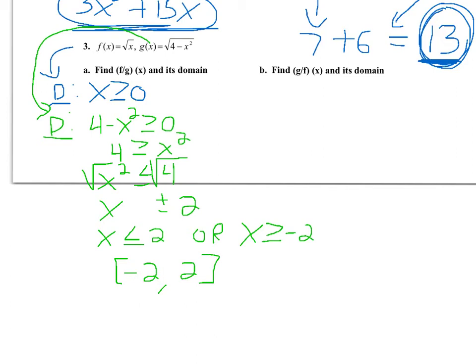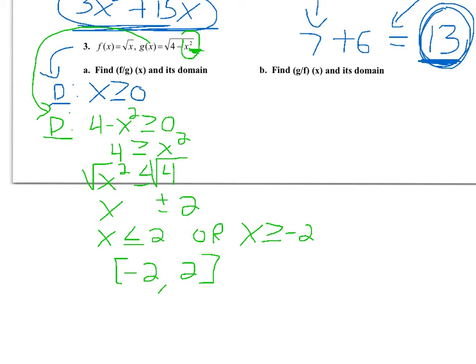Right? I can't put 3 into this. Because think, look, if I put 3 into this, 3 squared is 9. 4 minus 9 gives you negative 5. You can't take the square root of it. You can't put values in that are less than negative 2. If you put a negative 3 here, you get the same thing. Negative 3 squared is 9. 4 minus 9 gives you a negative.